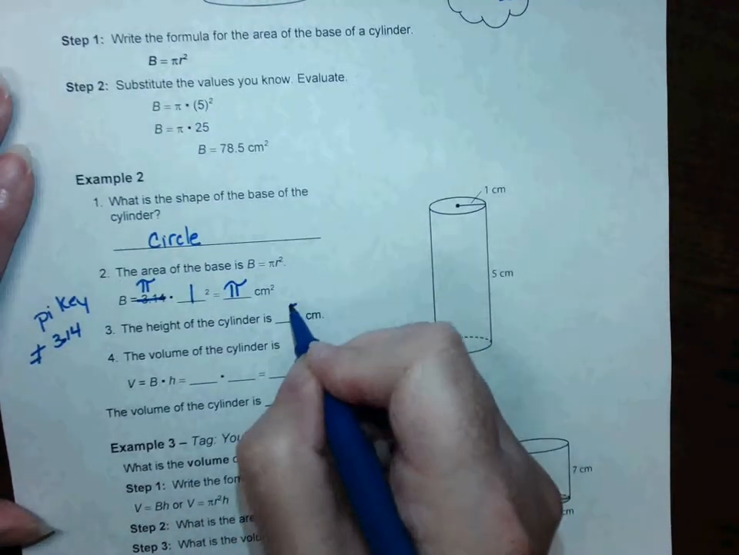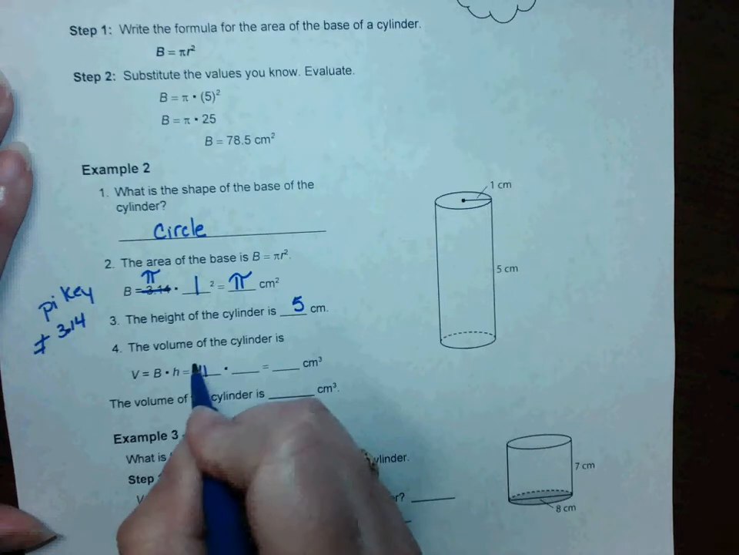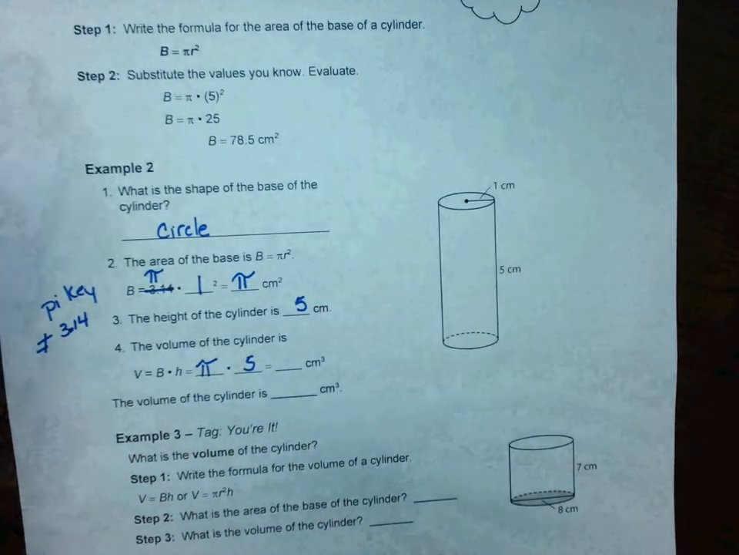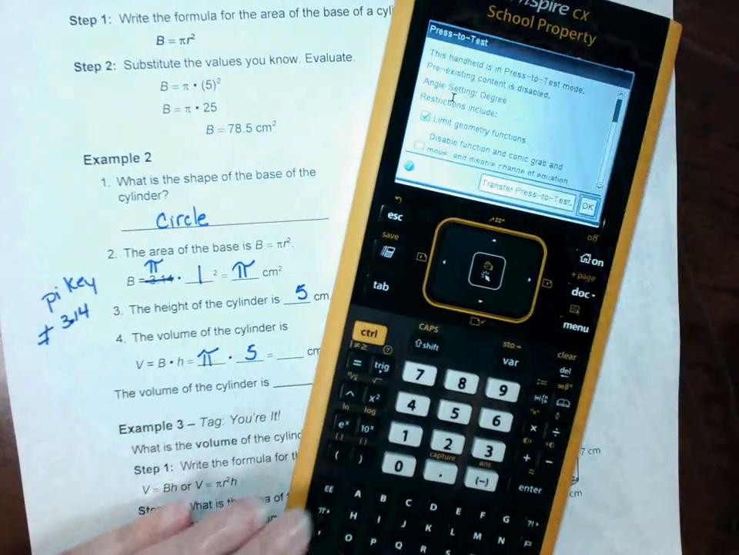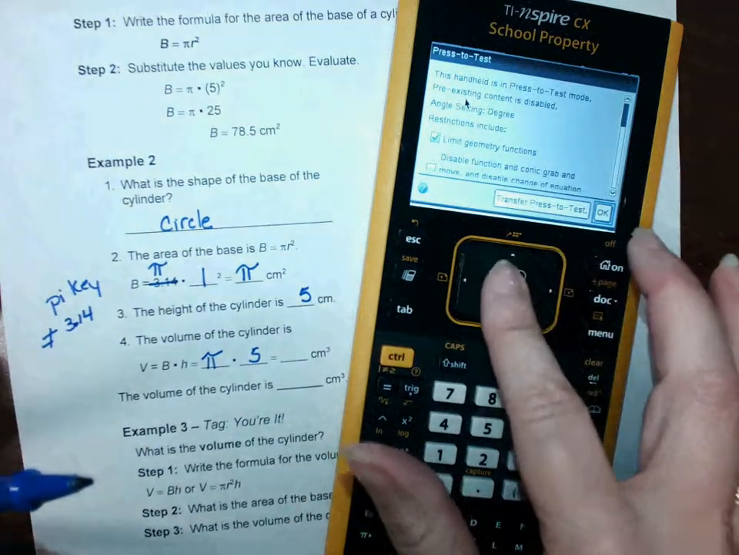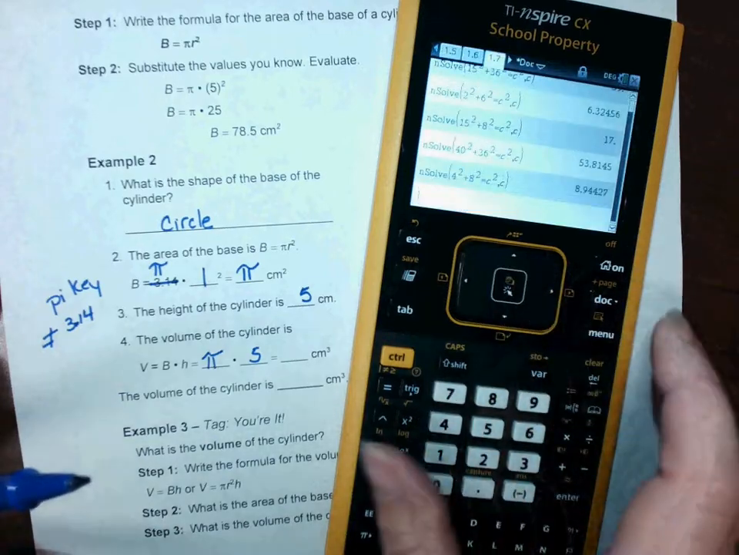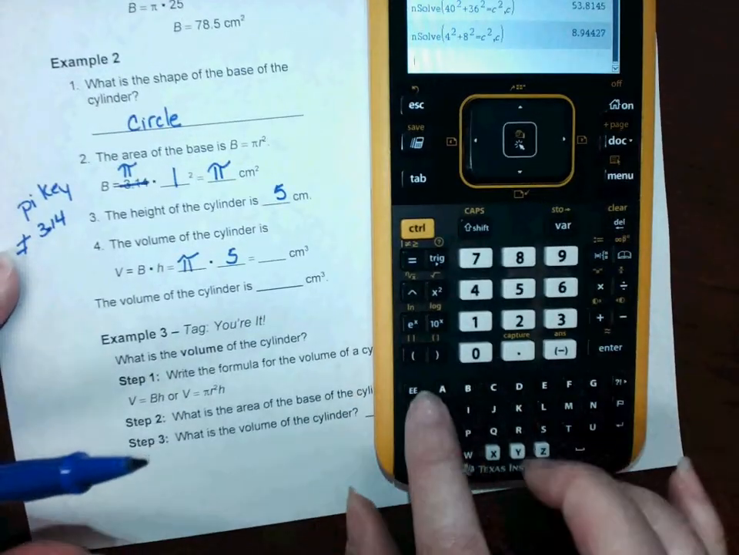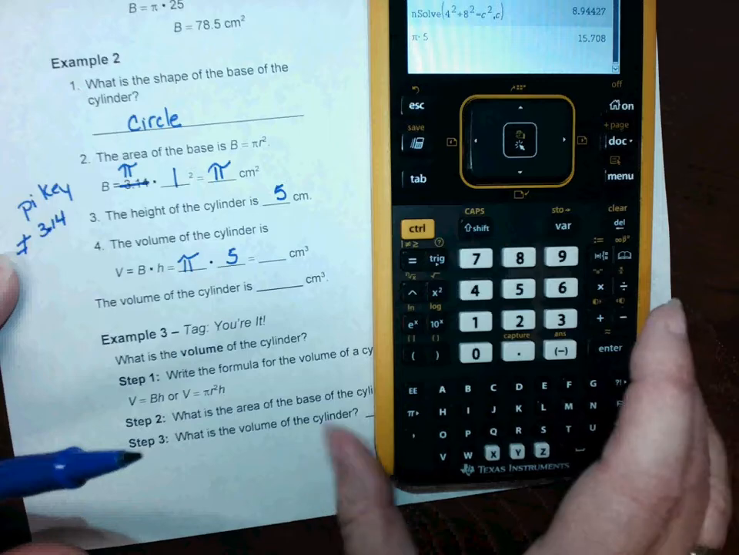The height of the cylinder is 5. So big B times H, big B is pi times 5. And pi times 5, calculator. Okay, so I'm going to use the pi key on my calculator, which is right down here. Pi times 5 equals 15.7.